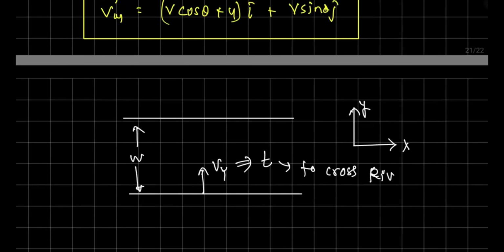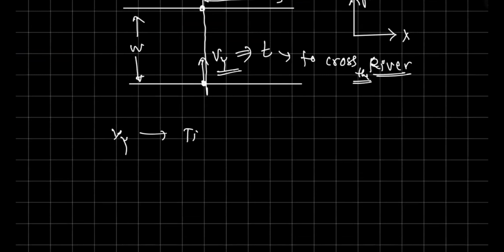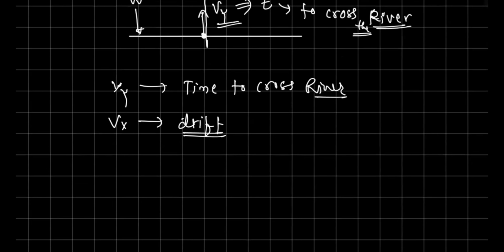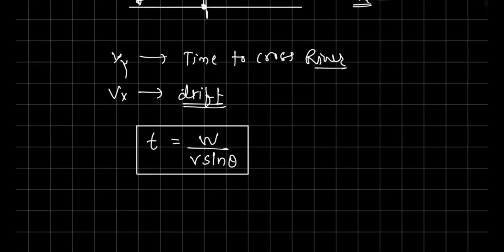If you want to find the time to cross the river, we are going to find it using the equation in the y direction. So the component in the y direction will help you find the time to cross the river, and the velocity in the x direction is going to help you find out the drift. Now when I have to find the time to cross the river, it is distance upon velocity, and what is the velocity that I have? It is v sin theta. So I can write t is equal to w upon v sin theta. It is my time to cross the river.